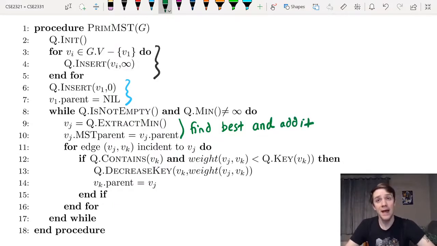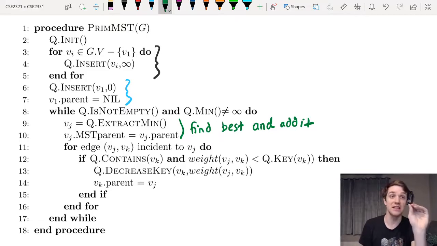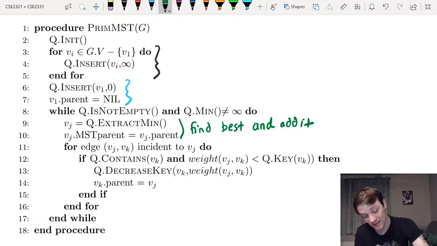Okay, and then we're going to do the exact same thing we did last time, where for each edge that is incident, if the queue has that edge, so if it's a white node, that's what the queue.contains does, that would take log s time. So I guess I didn't mention that method, so I apologize. So if it contains it, and the weight from this new vertex is less than the current weight, so if it's better to use this new vertex, then decrease the key and fix it. So how long is this going to take?